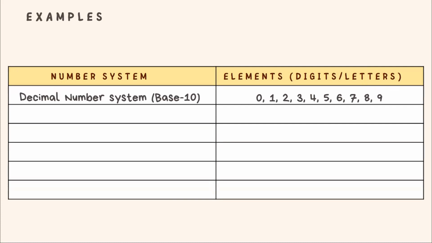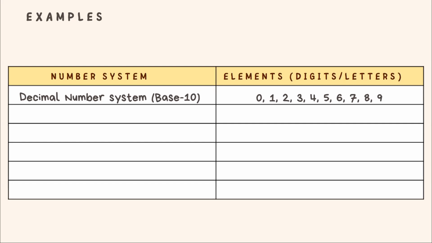So let's look at the first one. We have got the decimal number system, which we also call the base 10 system. What do we mean by base? We'll just see that next. So, the decimal number system is a base 10 system, and it consists of digits from 0 to 9. So it's a set of digits starting from 0 till 9.